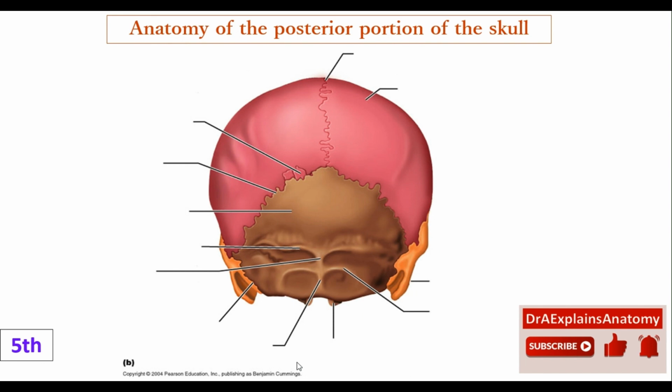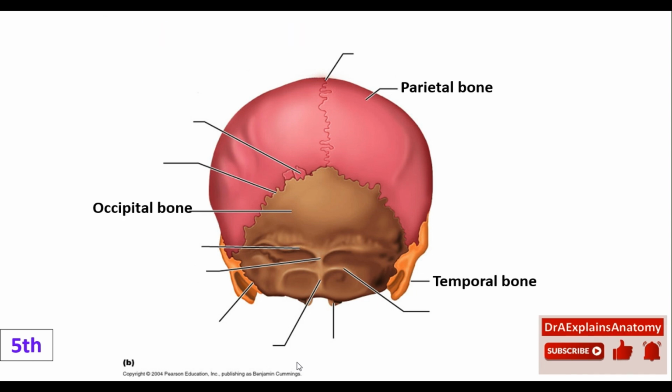Moving to the fifth and last figure on the skull. This is the parietal bone. We have two parietal bones. This is the occipital bone. We have one occipital bone. This is the temporal bone. We have two temporal bones. Moving to the sutures, this is the sagittal suture. Also, we can see right here the sutural bones.